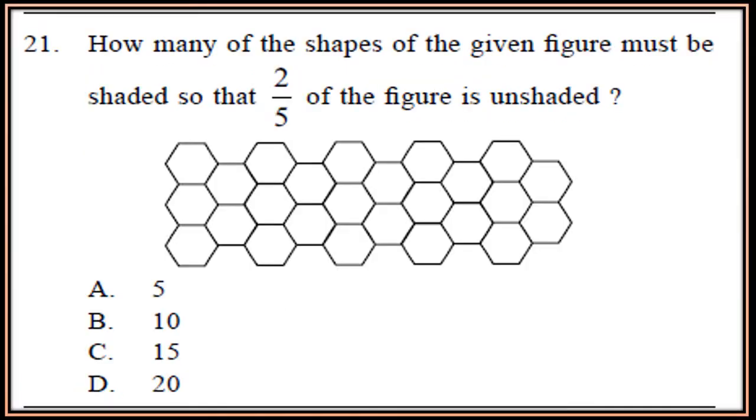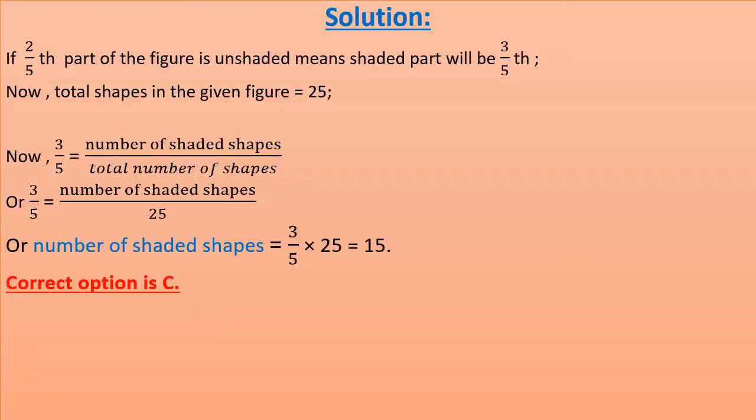Question number 21. How many of the shapes of the given figure must be shaded so that 2/5 of the figure is unshaded. So see the given figure. You have to find how many shapes should be shaded so that 2/5 of the figure is unshaded. You can see the solution next.